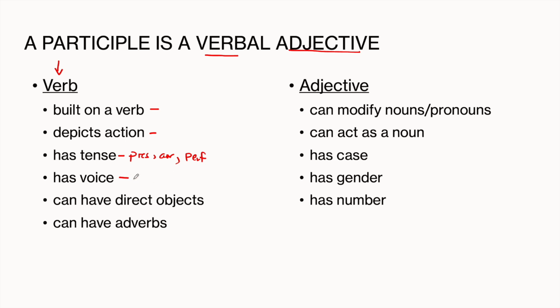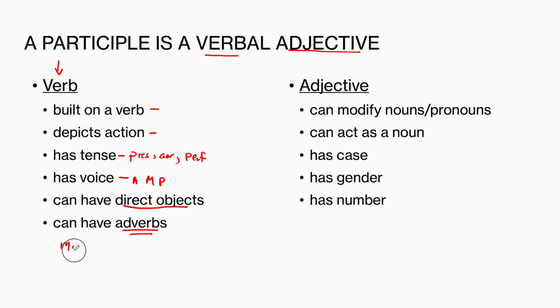A participle does have voice. It can be active, middle, or passive. And it can take direct objects, just like a verb. So it can have adverbs. So there can be words that describe the nature of the action of the participle. So it's like a verb.